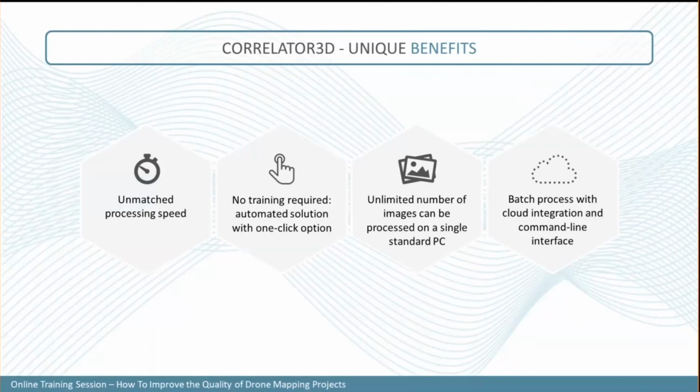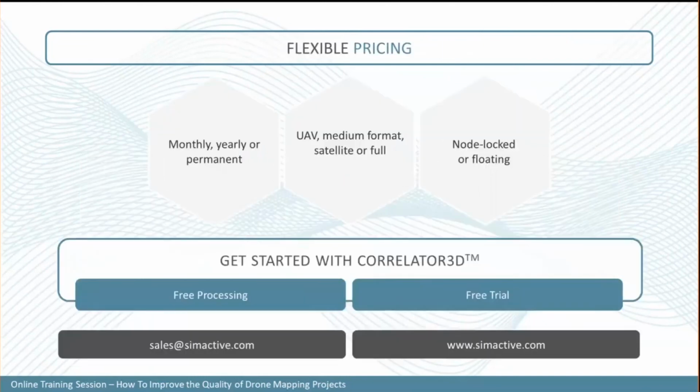Also, the software can be installed on a cloud-based instance such as AWS or Azure if it's a solution that fits your needs. We also have flexible pricing such as monthly, yearly, or permanent subscription. We have different types of license options: UAV up to 50 megapixel, medium format, satellite, and also full format camera. We offer node-locked and floating licenses. And if you want to get started with Correlator 3D, we offer free processing for marketing purposes. We also offer free trials of Correlator 3D.